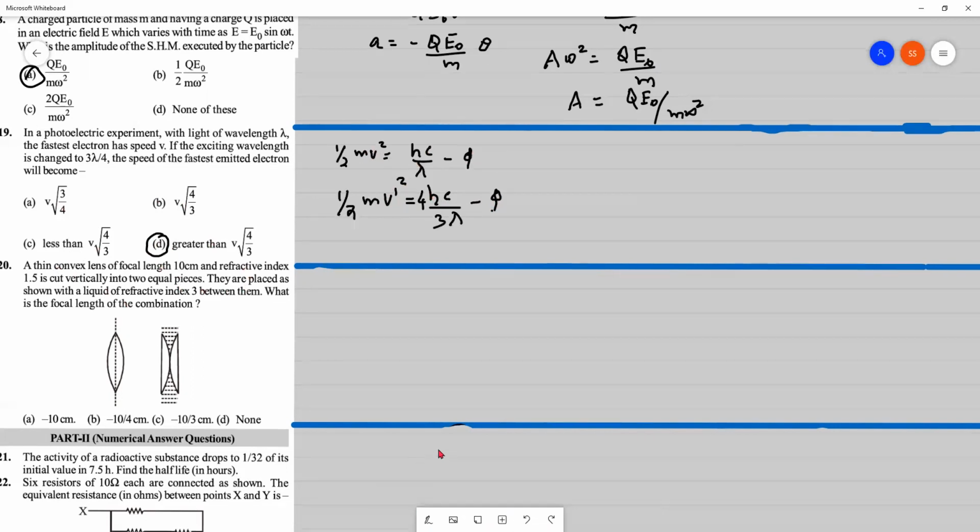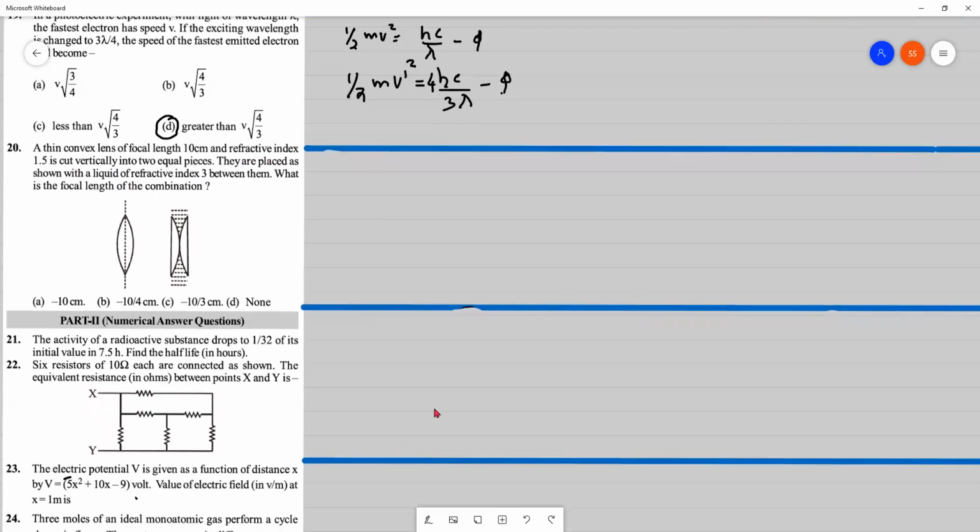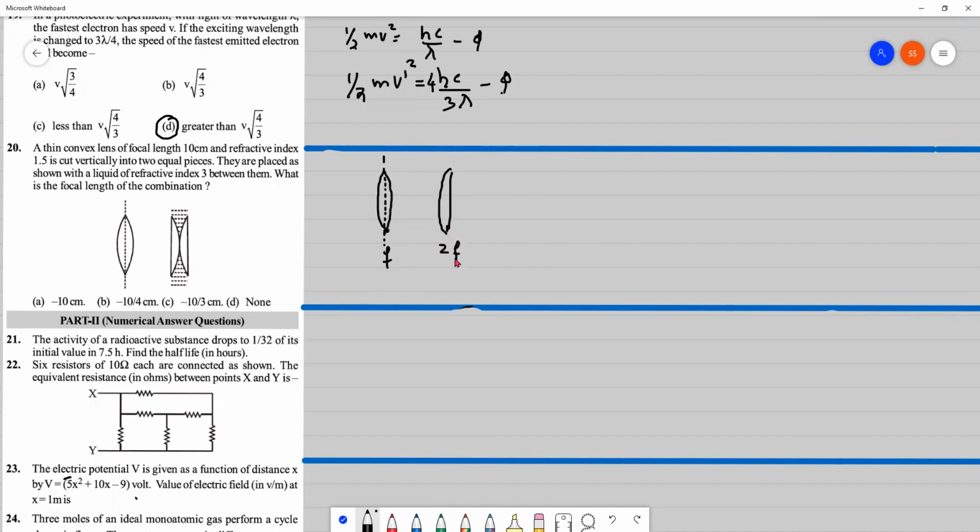So the next question is, the 20th question is, the thin convex lens of focal length 10 centimeter and refractive index 1.5 is vertically cut. Whenever you cut it, this is a theory which you would have learned already. Whenever you cut it into two halves like this, then if this is f, this focal length will become 2f. This is something which you studied in your boards also.